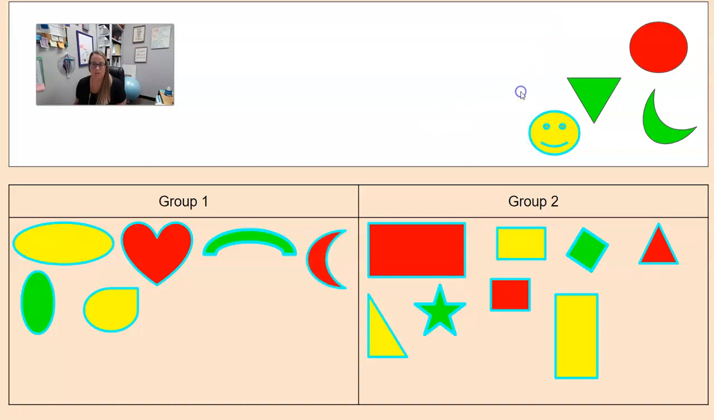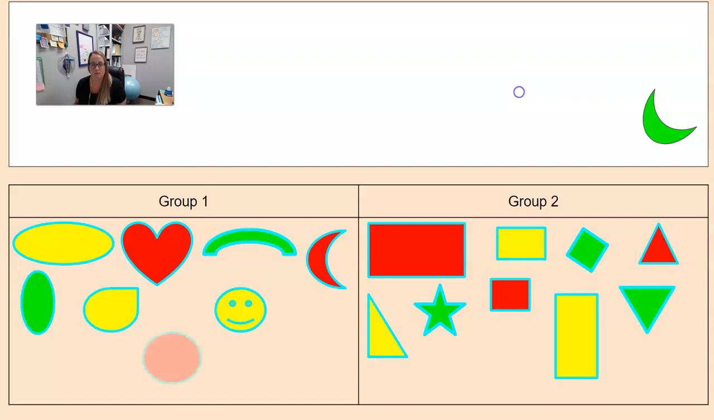What about the red moon? Let's go into group 1. Smiley face. Group 1. Is that where you thought it was going to go? What about the triangle? Where do you think it's going to go? Yeah, it's going to group 2. What about the red circle? Group 1. And what about the green moon? Group 1.